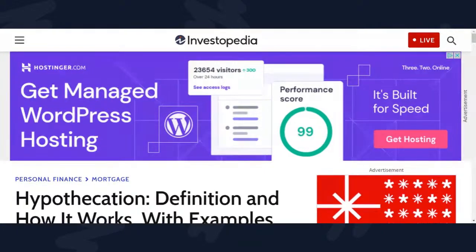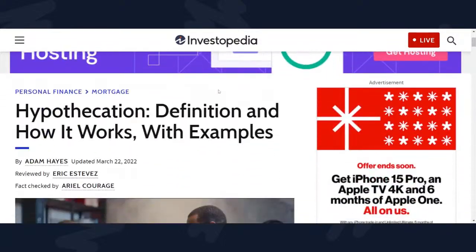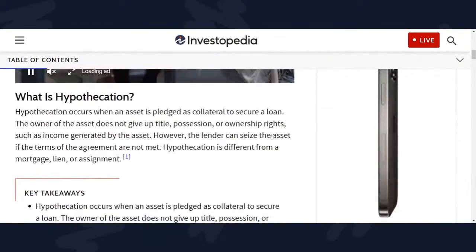So when we look at hypothecation, definition, and how it works with examples. Hypothecation occurs when an asset is pledged as collateral to secure a loan.